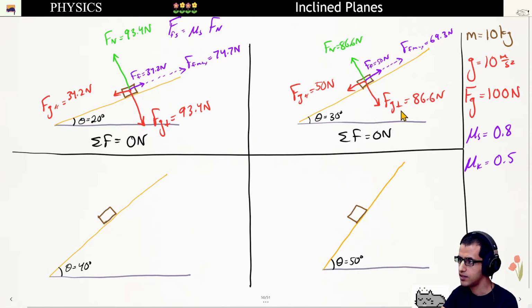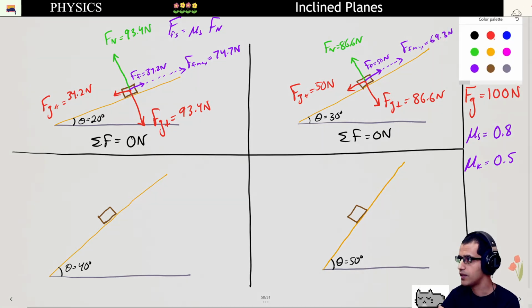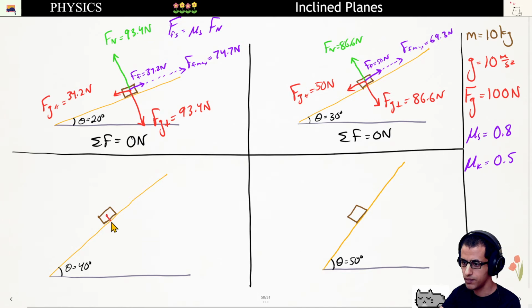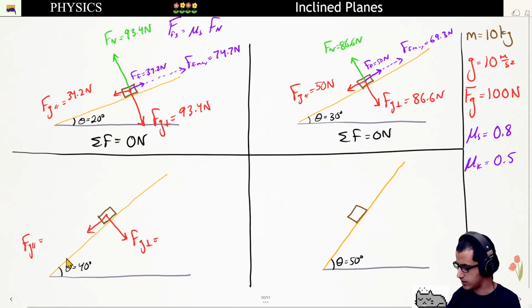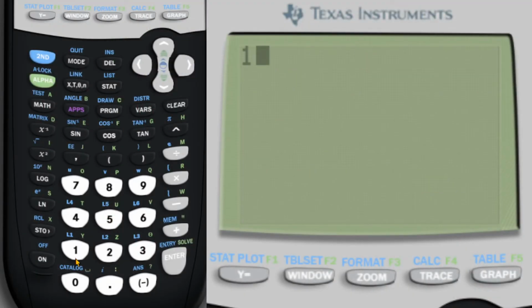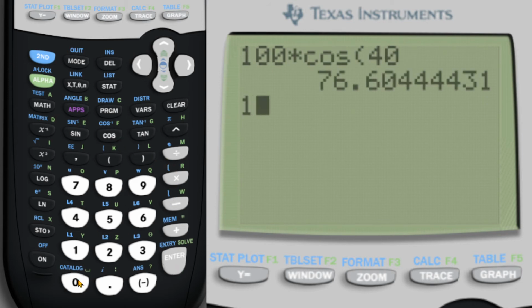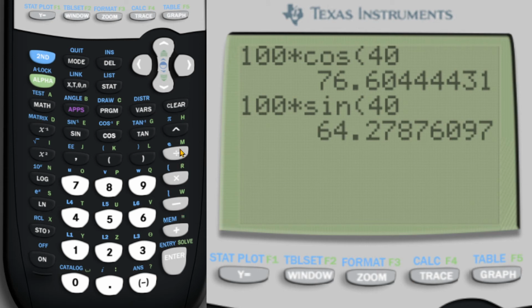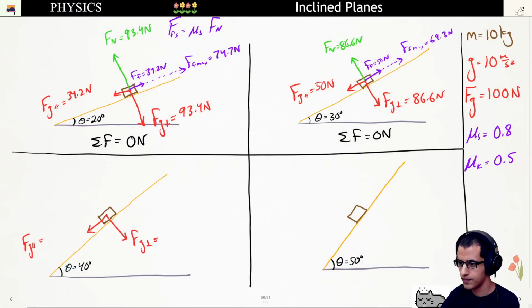But of course, as we tilt the incline higher and higher, eventually this block will begin to slide. And that's probably going to happen here. So let's find out what our forces of gravity are. We're going to have a perpendicular component and a parallel component. The angle now is 40 degrees. So when I do my calculations, we'll have 100 times cosine 40 for the perpendicular component and 100 times sine 40 for the parallel component. So we have 76.6 and 64.3.